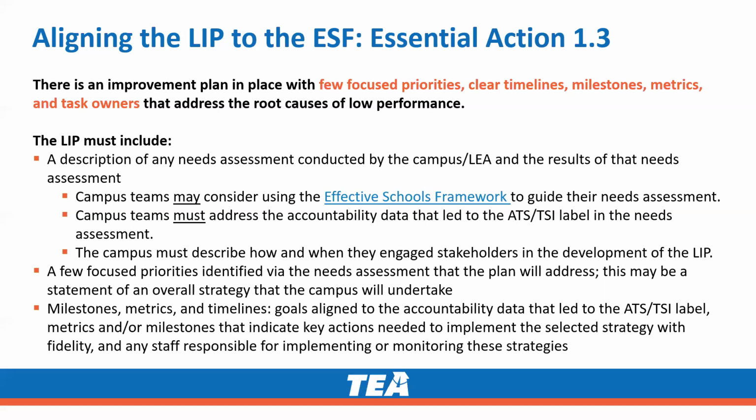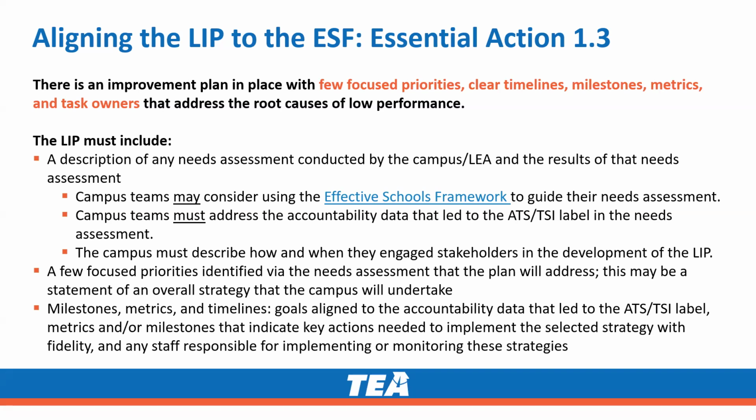The local improvement plan must also include a few focused priorities that were identified through the needs assessment that this plan will address. So what does that mean? That could be simply a statement of an overall strategy that the campus is going to undertake. So for example, it might be that our campus is going to adopt new curriculum and provide training for teachers in internalization of those materials. You might list a couple of other things under there, but really make sure that you have a few priorities that are pretty clear that you want to undertake in this plan.